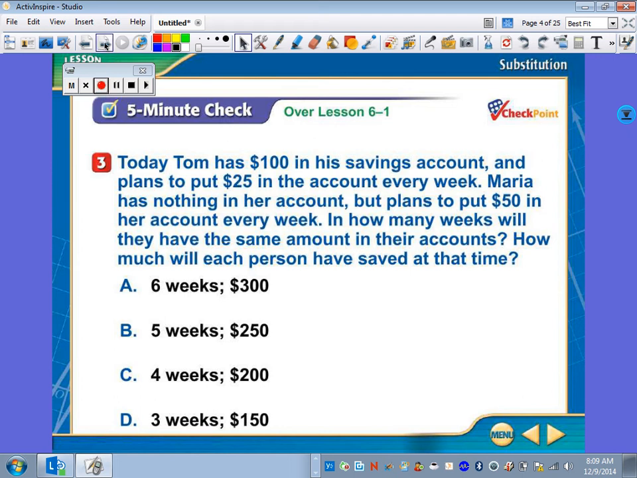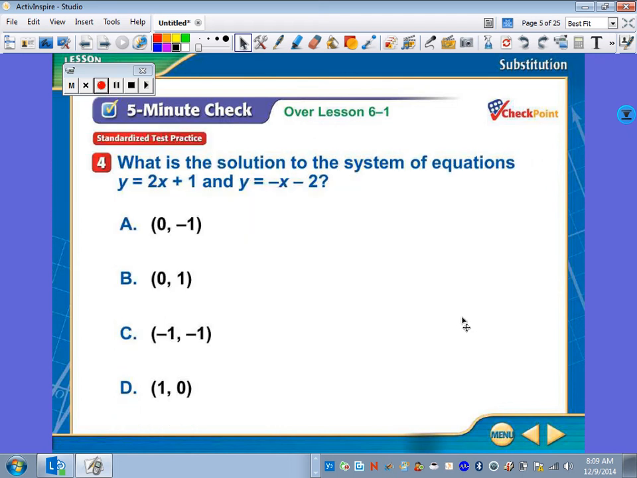And then the last one, notice I didn't give you a graph, but I do ask you what the solution is. So I would like you to write that one down. There were only 4 in the 5-minute check. So let's go ahead and begin.